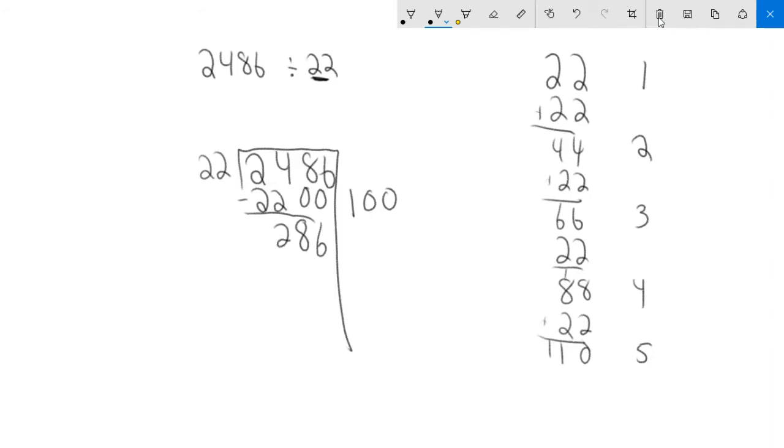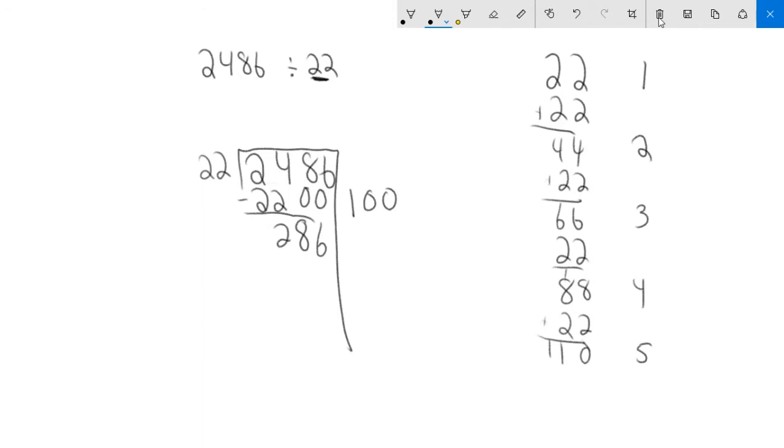Now I'm going to do the exact same process again. But before I do that, you should know what's going on in this problem. The numbers on this side right here are the numbers of groups I've already made. So when I took 2,486 and I was breaking it up into groups of 22, over here, I've already made 100 groups of 22. I still have 286 left that need to get broken up into the groups of 22 still.